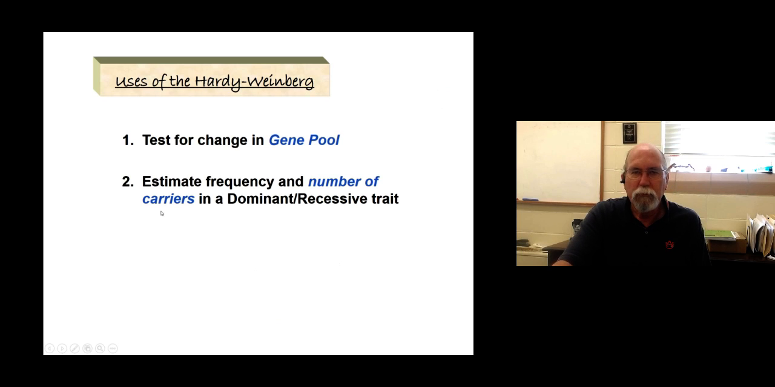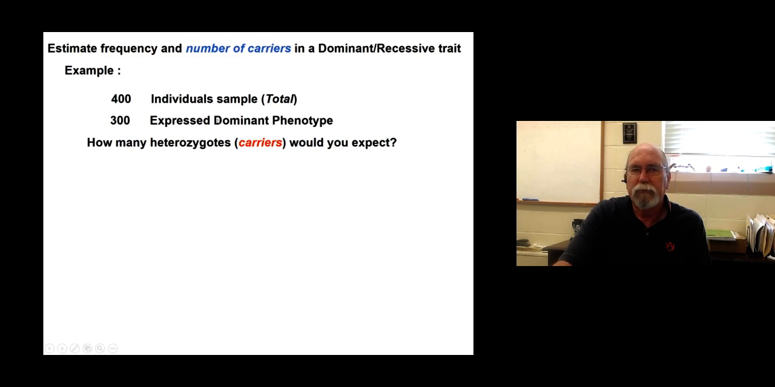Okay. The second thing I wanted to do in this lecture is talk about how you might use these if you were genetic counseling, or if you just happen to have a dominant recessive trait you want to work with. Here you can estimate the frequency. So here's a simple little example. We sampled 400 individuals. We see that 300 are some dominant type, and we want to know how many hets we have. In humans, we often call these carriers because they're hiding a particular genetic trait or disease. They're carrying it.